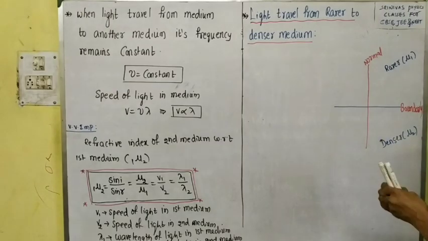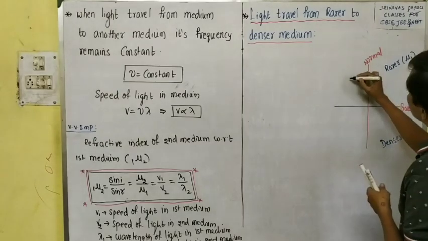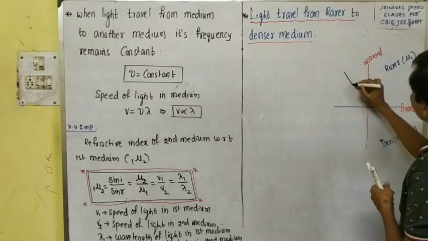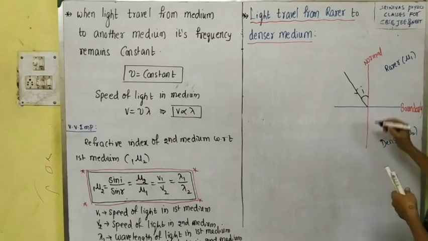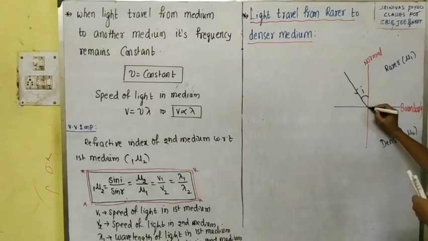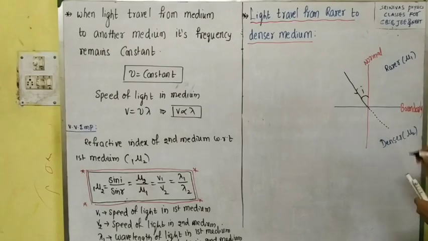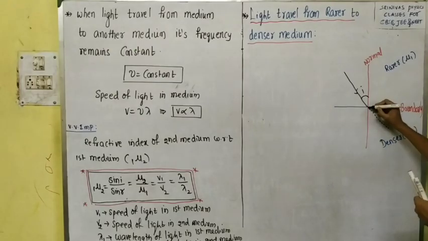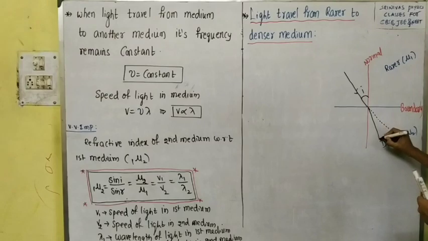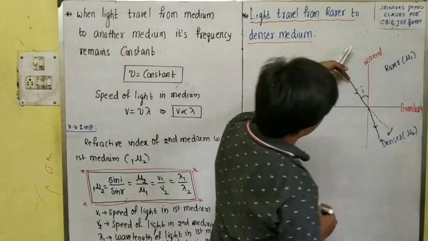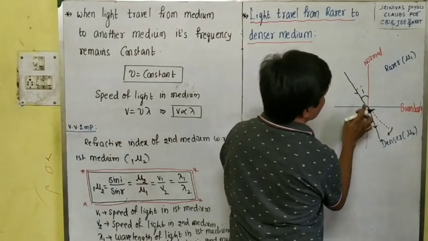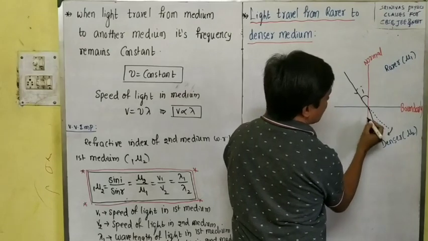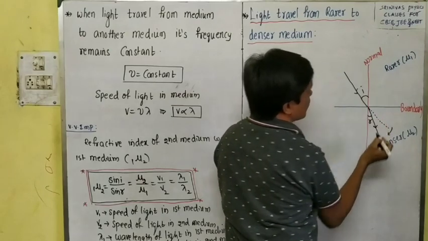Now the light is incident like this, and this is the angle of incidence. If there is no change in the medium, it would go in a straight line, but here due to the medium it will bend. It is bending towards the normal. Actually the light should travel in a straight line like this, but it is bending towards the normal. This is said to be refraction. Now this is the angle of refraction.